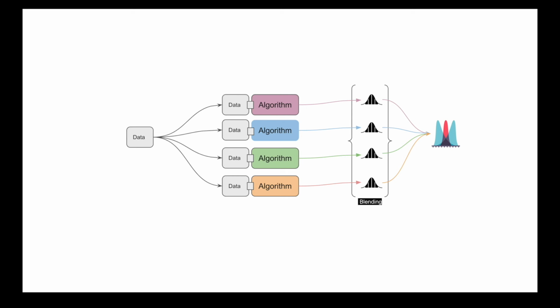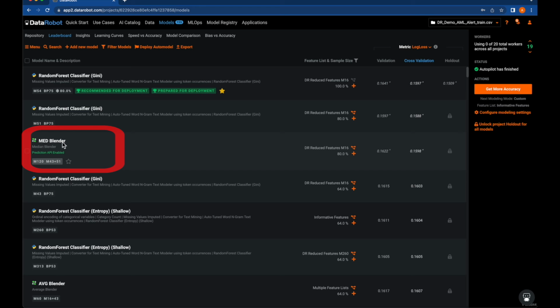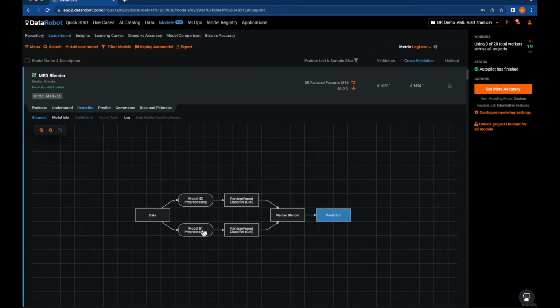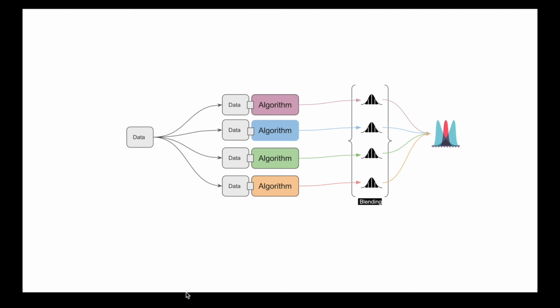The ensembles or the blending algorithms are available in almost all machine learning platforms and libraries. One example can be seen with the DataRobot AI platform. Here you can see that this MED blender, or the median blender, is a blending process where the results from two different models are processed together, and a final median blender is created. So we must not confuse MoE, or mixture of experts, with the ensemble or the blending.